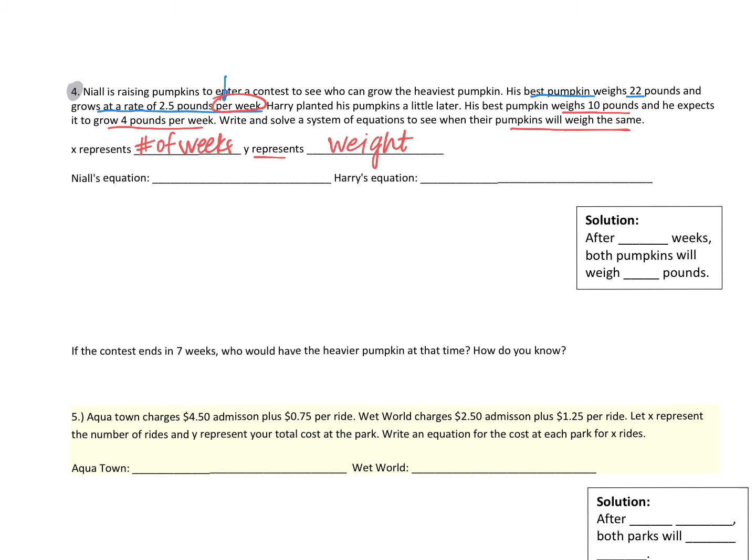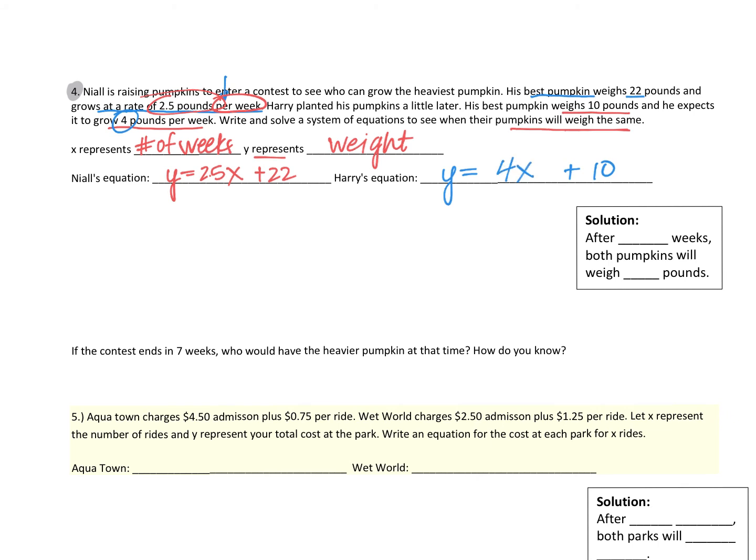All right, so for Neil, I'm going to write y equals. To find his weight, it already weighs 22 pounds, so I'll put plus 22, and it's growing 2.5 pounds per week, so I'm going to put y equals 2.5x plus 22. Harry, so to find his pumpkin's weight, it already weighs 10 pounds, and it grows 4 pounds per week, so I'll put y equals 4x plus 10, with 4 pounds per week with the X.